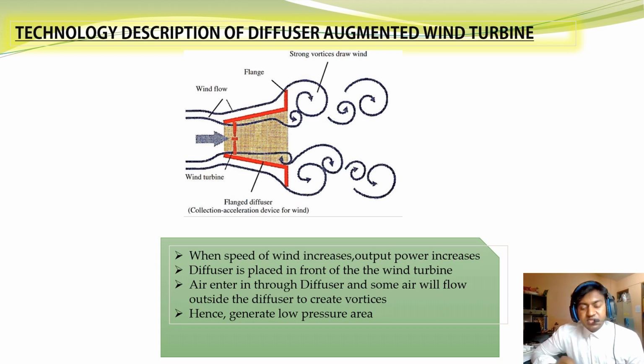This wind turbine basically works on a principle where the speed of wind increases when the output power increases, so it's directly proportional to the power output. Since it's based on fluid dynamics, the airflow outside that is flowing through the flank diffuser will create a strong vortex. The same thing goes for the air that flows through the wind turbine blade. This airflow inside and outside will create a vortex which will generate a low pressure area. Hence, the velocity of air increases when it enters the wind turbine blade.